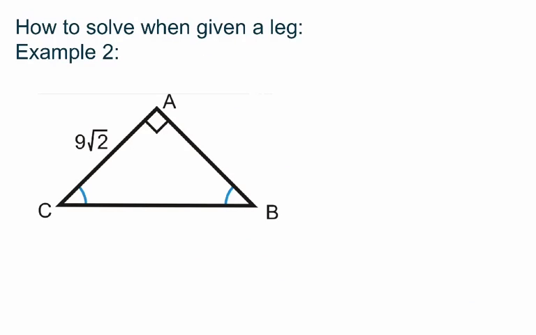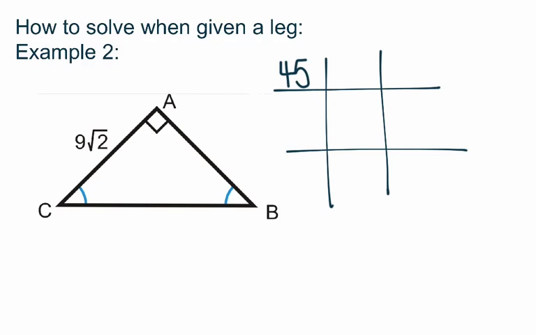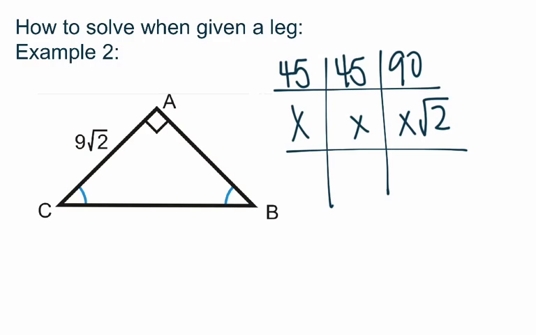Let's look at the next problem. This one we have 9 square root of 2 as our leg. So I'm going to draw my grid. 45, 45, 90, x, x, x square root of 2. This time we have 9 square root of 2. Our second column is also going to be 9 square root of 2.